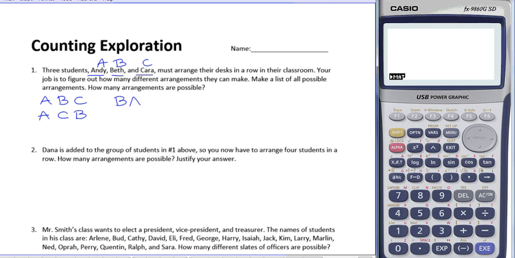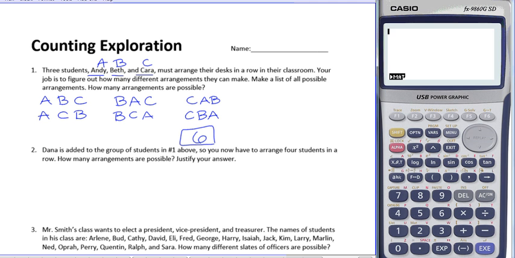Well, what if Beth comes first instead? And we can have Beth, Andy, Kara, or Beth could come first, and then we could have Kara and Andy. Or Kara could sit first, and then Andy and Beth. Or Kara could sit first, and then Beth and Andy. In these, if we're making a seating arrangement, it matters what order the letters come in. Each of these are a different choice, and we have a total of 6 possibilities.